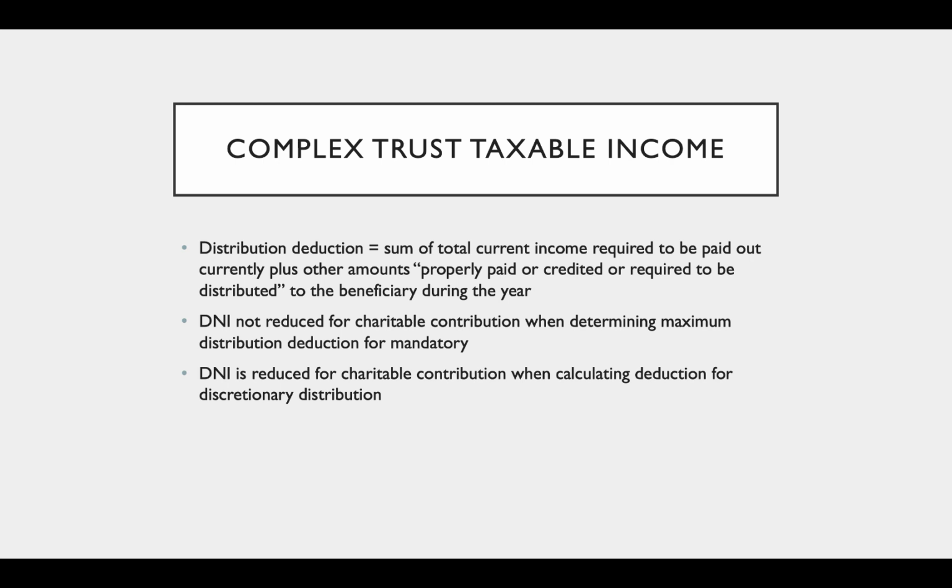Distributable net income is not reduced for charitable contributions when determining the maximum distribution deduction for mandatory distributions, but it is reduced for charitable contributions when calculating the deduction for discretionary distributions.